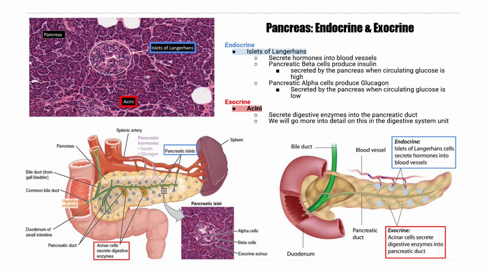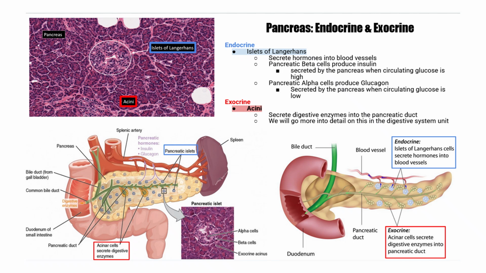The exocrine properties of the endocrine gland are the acini. They are going to secrete these digestive enzymes into the pancreatic duct, and then we will go over this in more detail within the digestive unit or the digestive system of this course. So just keep this in mind. You can see here this little duct vessel that's going to lead into the duodenum. That is where the fluid secreted from the acini, those digestive enzymes, are going to move through.